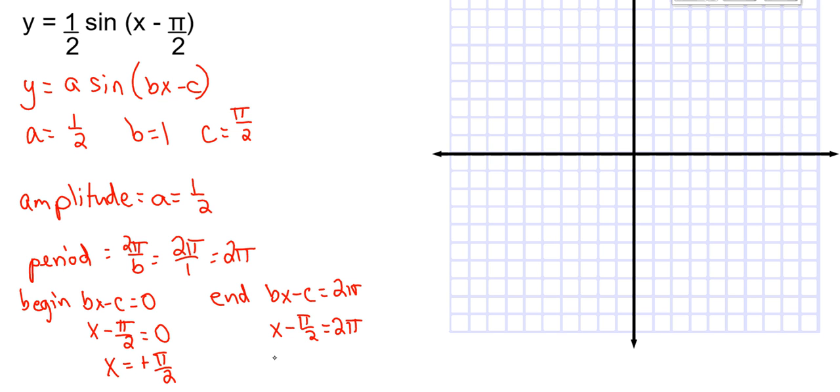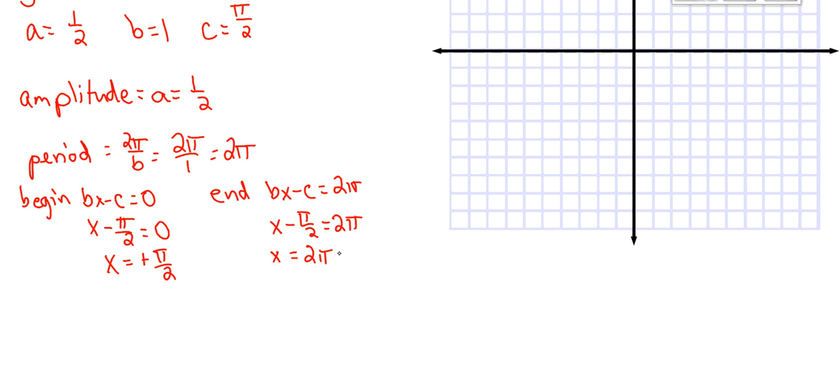So I'm going to write x equals, and then I'm going to get a common denominator there. Maybe I'll just write it first, 2 pi plus pi over 2. This is over 1, so I'll multiply by 2 over 2. So x equals 4 pi over 2 plus pi over 2, and so x equals 5 pi over 2. And so my cycle is going to go from pi over 2 to 5 pi over 2. And think about 5 pi over 2 minus pi over 2 is 4 pi over 2, so it's still 2 pi for that one period.